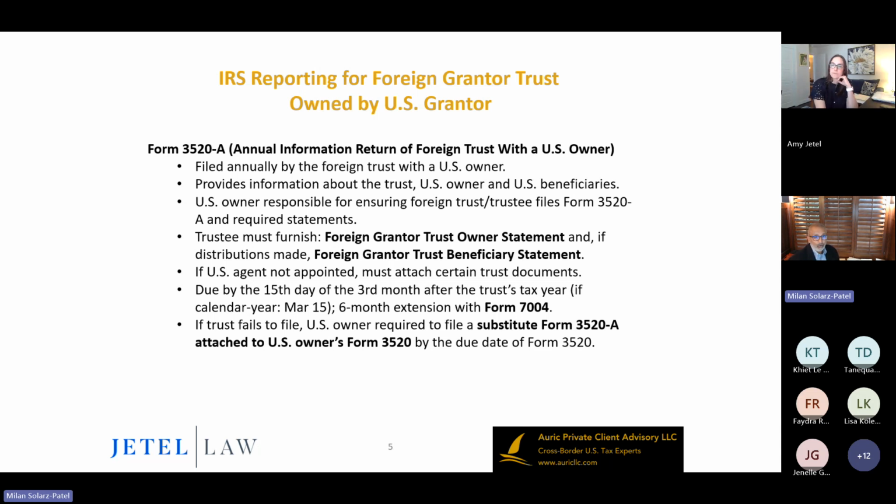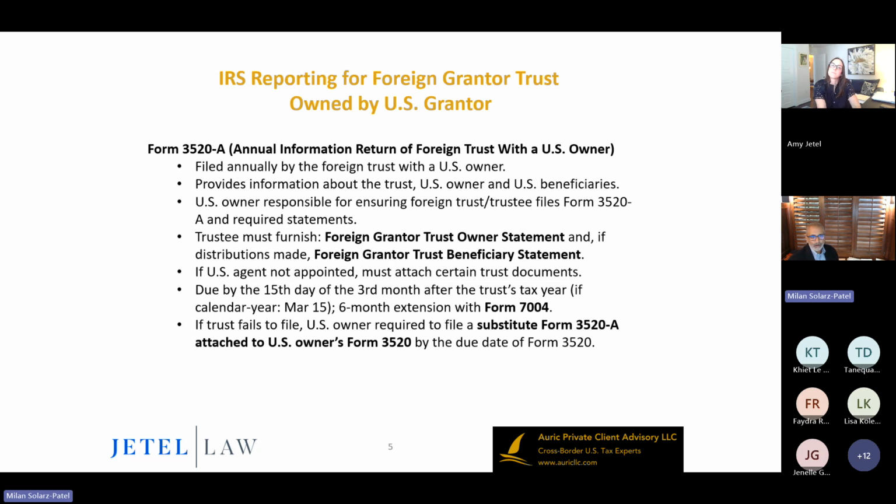Also, what's important is that the trustee must provide the US owner what's known as a foreign grantor trust owner statement. And if there's been a distribution, also a foreign grantor trust beneficiary statement to the owner. And if there are any other US beneficiaries, the trustee must also provide them a foreign grantor trust beneficiary statement. We'll get into a little bit what happens if you don't.